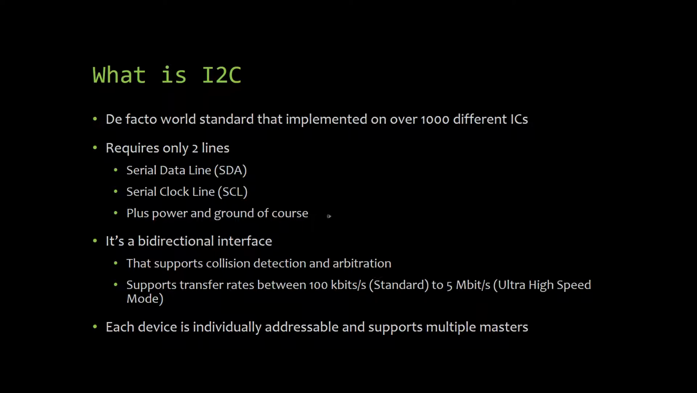I2C is a de facto standard. It's been implemented in many different I2Cs. It requires only 2 lines beyond power and ground: SDA, the data line, and SCL, the clock line. It's a bi-directional interface, and it supports transfer rates up to 5 megabits and as low as 5 kbits. Each device is individually addressable, and you can support multiple devices as well as multiple masters on the same I2C bus.